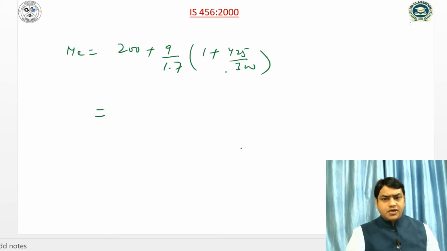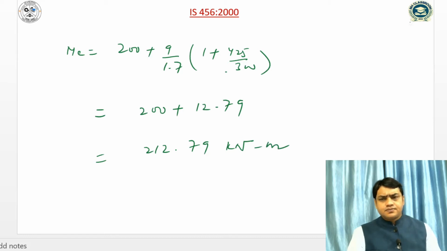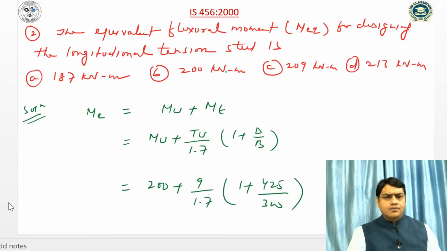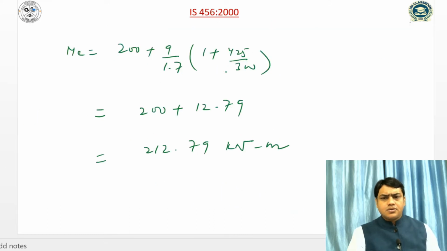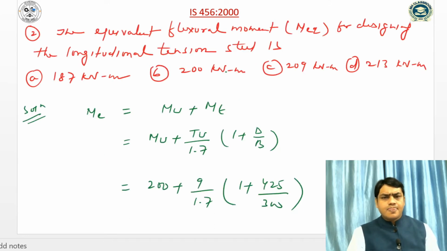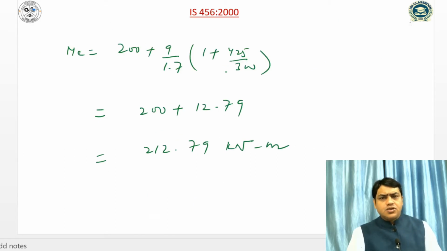So it is 12.79. 200 plus 12.79, so it is 212.79 kilonewton meter. So it is 212, means approximately 213 kilonewton meter. D option is correct. It is approximately 213 kilonewton meter.